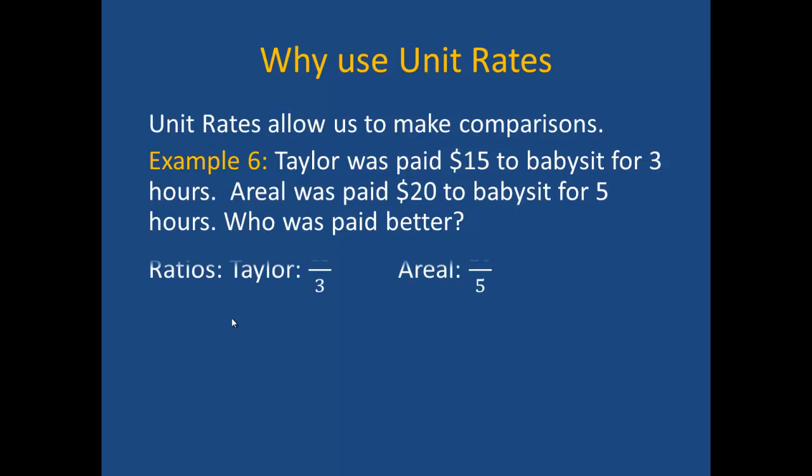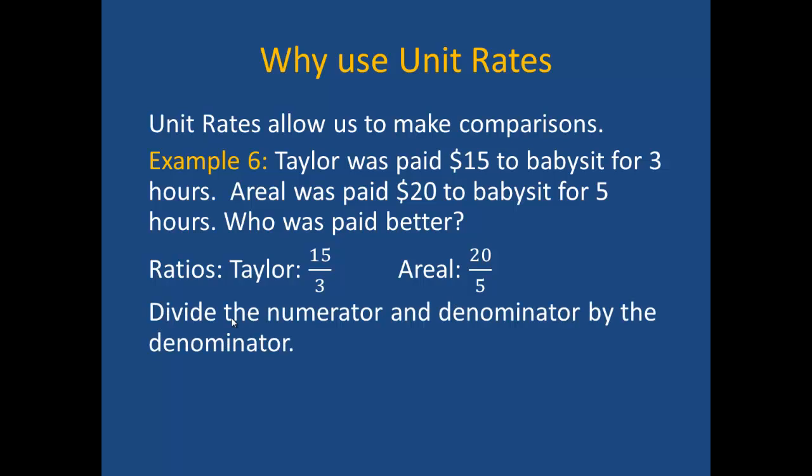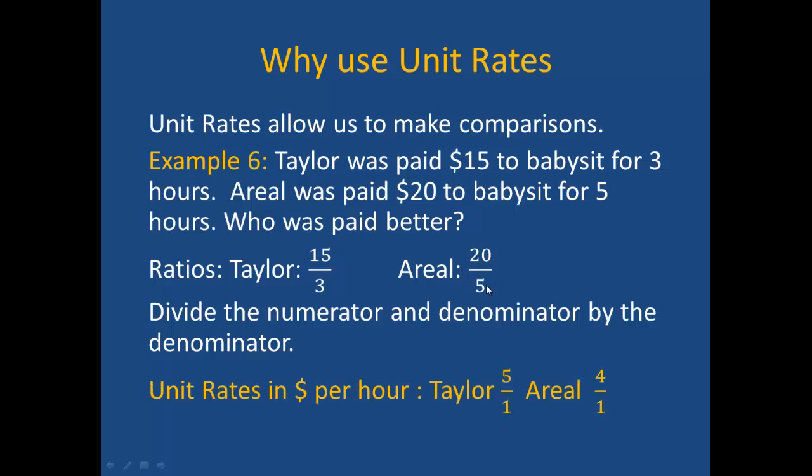By writing simply a ratio, I can see that Taylor was paid at the ratio of $15 to 3 hours, and Ariel was paid at a ratio of 20 to 5. For each ratio, I would divide the numerator and denominator by the denominator. So Taylor's ratio gets divided top and bottom by 3. Ariel's ratio gets divided top and bottom by 5. That allows me to see that the unit rate in dollars per hour tells me that Taylor was actually paid $5 per 1 hour, while Ariel was paid $4 per 1 hour. So in this example, Taylor was paid more per hour.